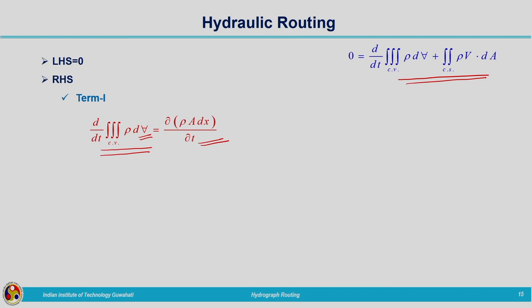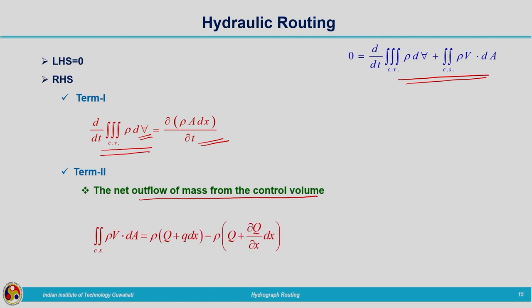And coming to term 2, the net outflux across the control surface, that is the net outflow of mass from the control volume, is given by the surface integral of rho v dot dA. What is v dot dA? V multiplied by area. In steady flow condition, we have seen it is the discharge. So here we are going to substitute by making use of that principle, that is rho multiplied by Q minus rho multiplied by Q plus del Q by del x dx. How is this Q coming? We have seen the control volume related to the channel reach.